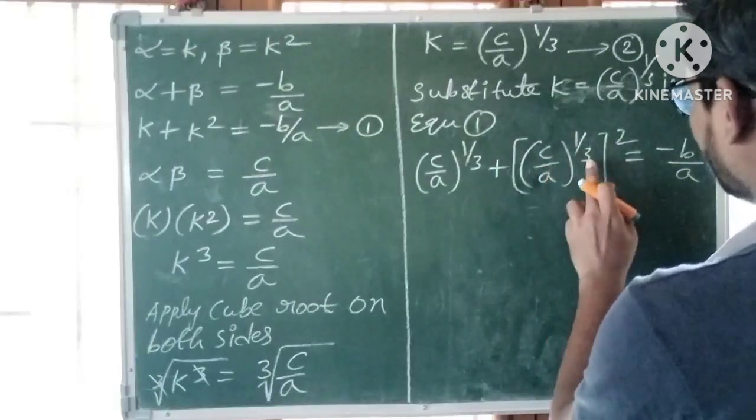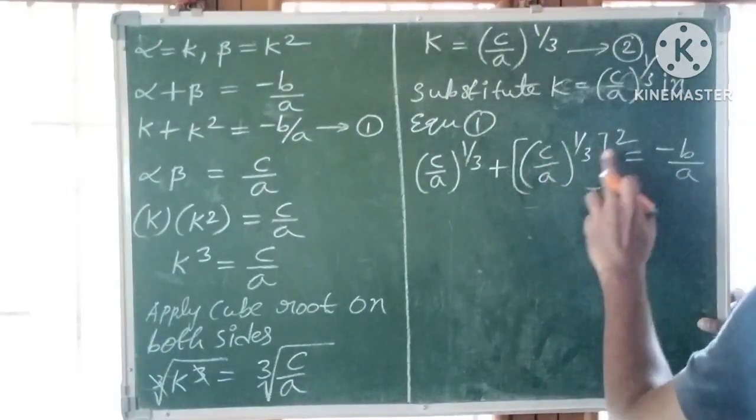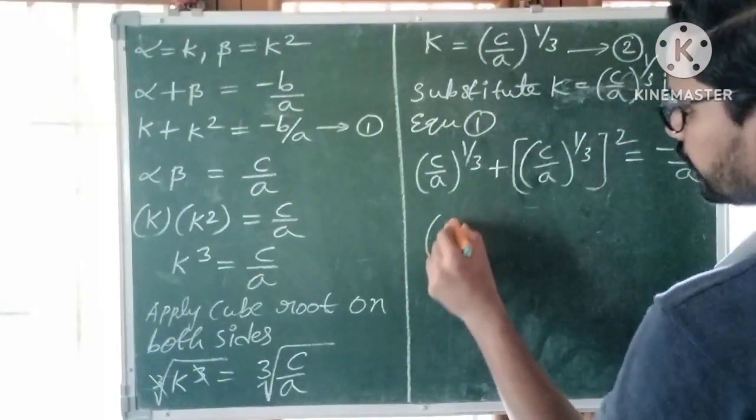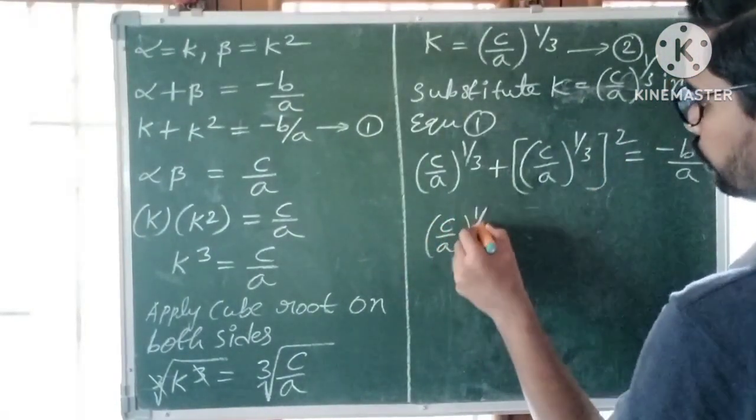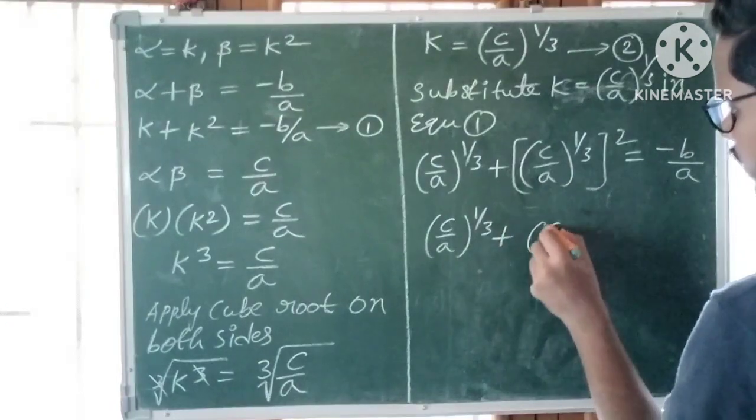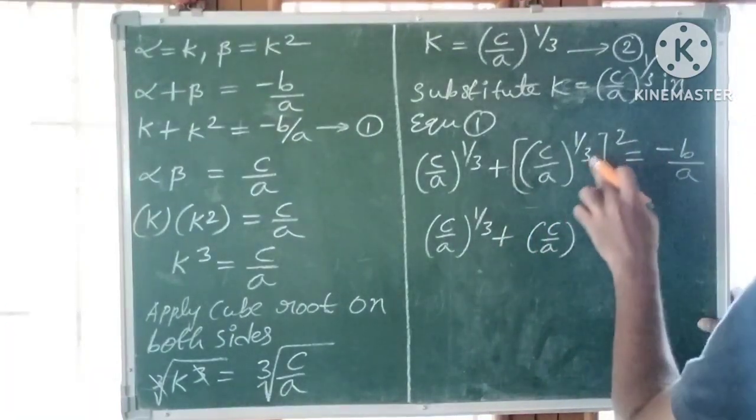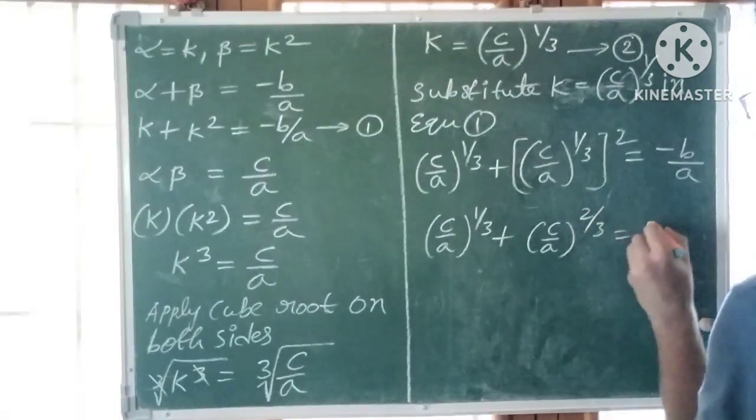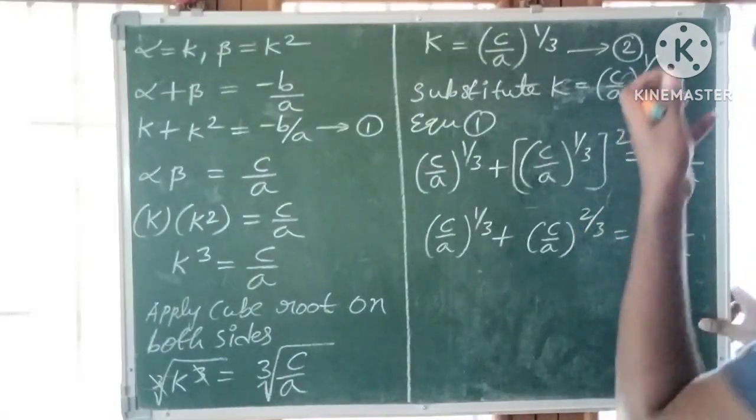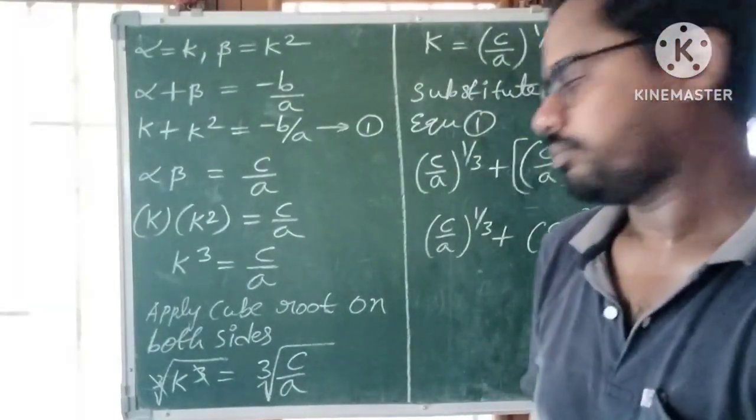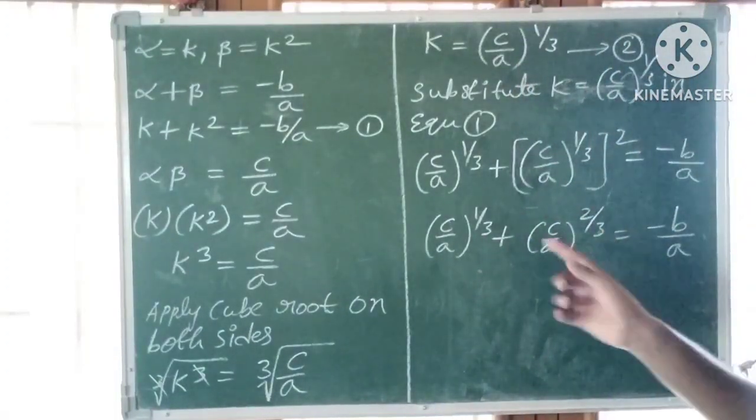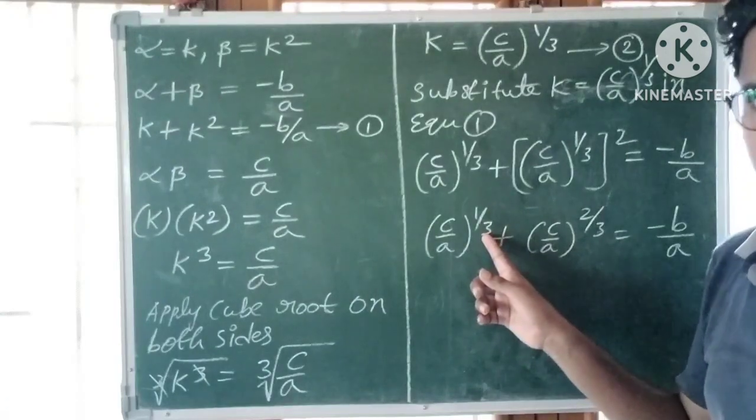See, A power M whole power N, so multiply exponents. 1 by 3 into 2. So C by A whole power 1 by 3 plus C by A, multiply exponents, 1 by 3 into 2, which is 2 by 3, is equal to minus B by A. Here we have 1 by 3 and 2 by 3. So 1 by 3 means cube root.